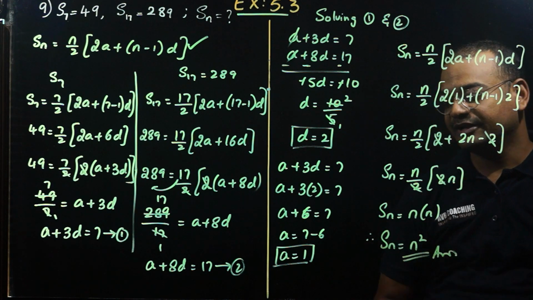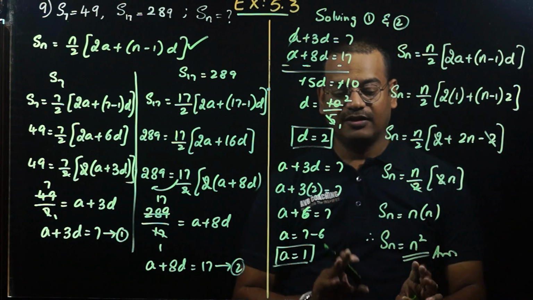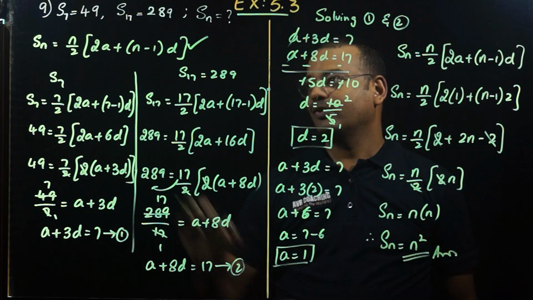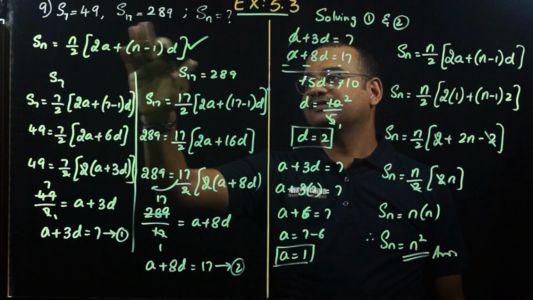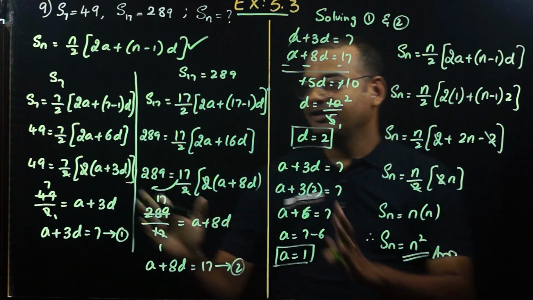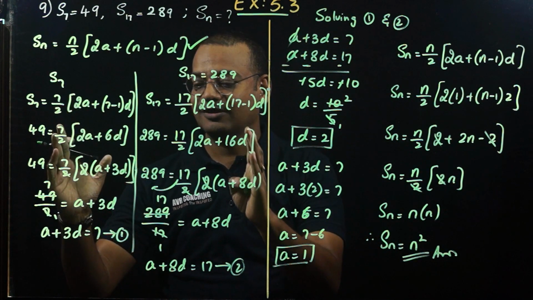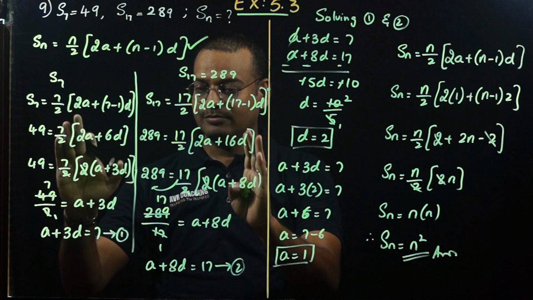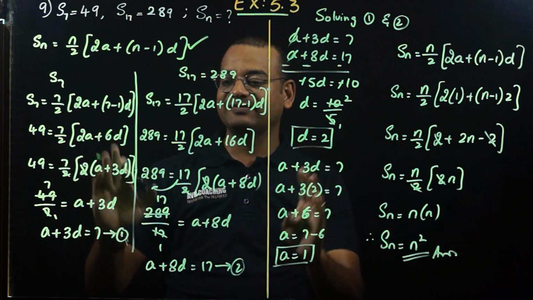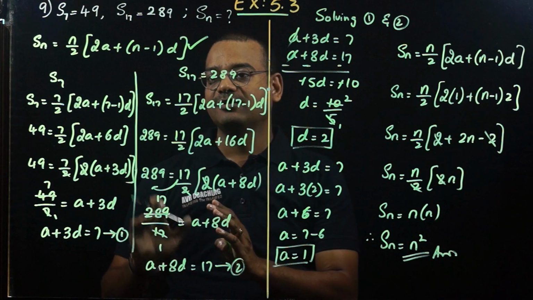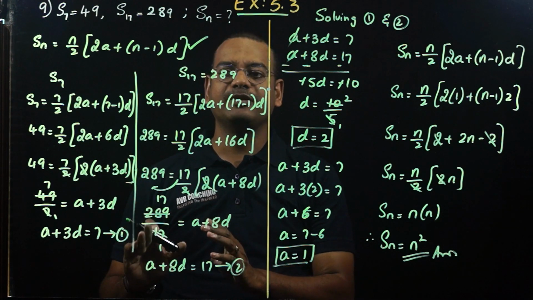So the sum of n terms is n square, when S7 is equal to 49 and S17 is 289. Here the problem has been done in a somewhat congested way, so please bear with me because the space is limited. Please try to understand this problem. It is very simple and very easy.